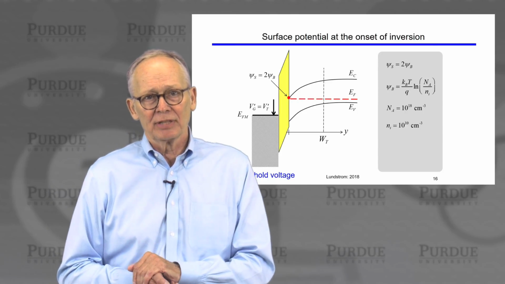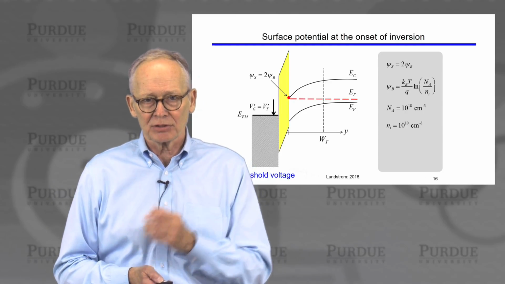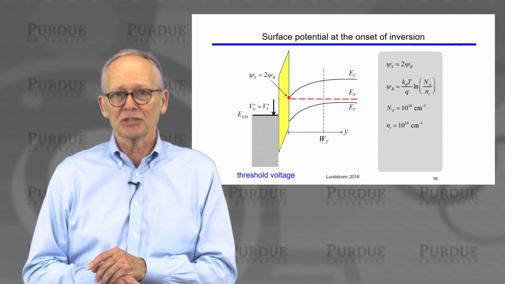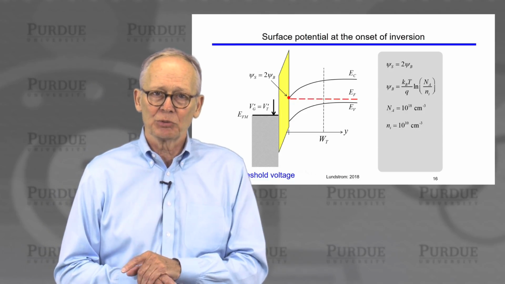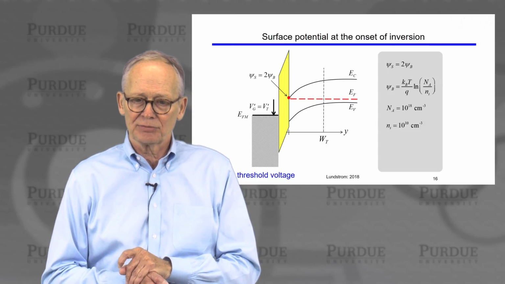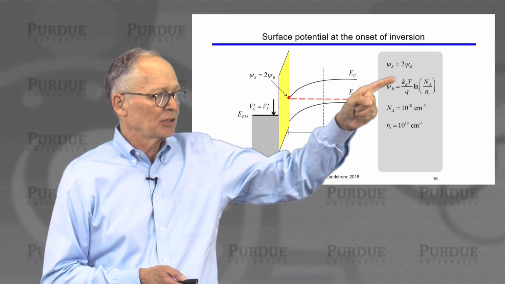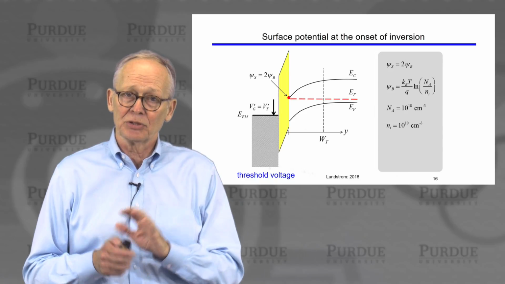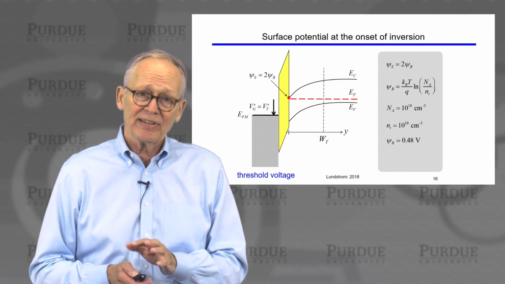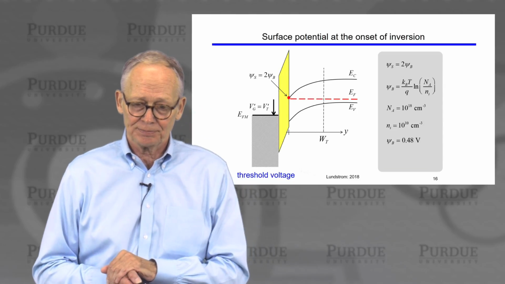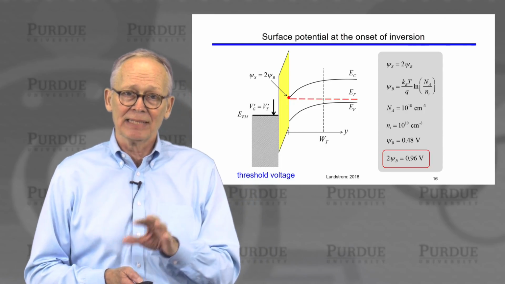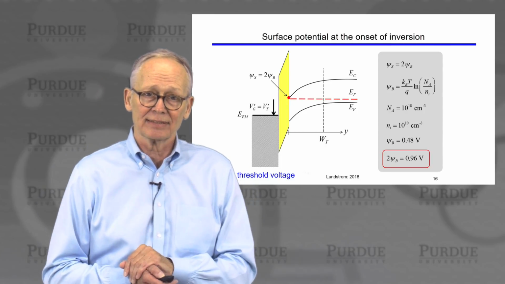Now we can go one step further and ask, if we wanted to invert the surface and create an N-type channel, if this were the channel of an N-type MOSFET, what gate voltage would we need? Well, we would need to find a gate voltage that produces a surface potential of 2 psi B. Psi B is a quantity that's easy to compute if you know the doping density and the properties of the semiconductor, the intrinsic carrier density. We find that psi B is almost 0.5 volt, so 2 psi B is almost 1 volt. We have to find a gate voltage that bends the bands by almost a volt in the semiconductor.